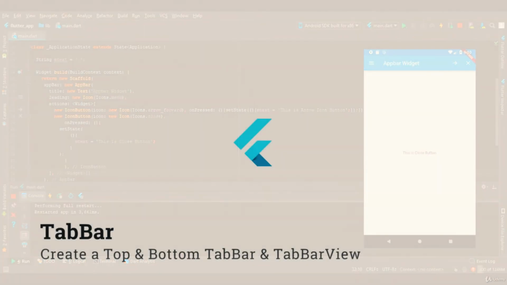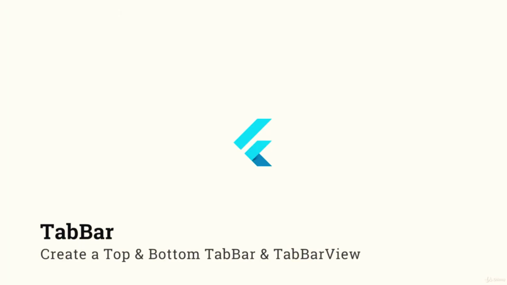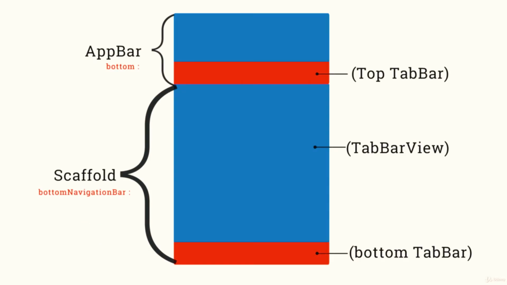In this video we are going to create a top and bottom tab bar. So to create a top tab bar, we need to use a bottom property of an app bar, and to create a bottom tab bar, we need to use a bottom navigation bar property of a scaffold, and in middle we are going to provide a body that will be a tab bar view.